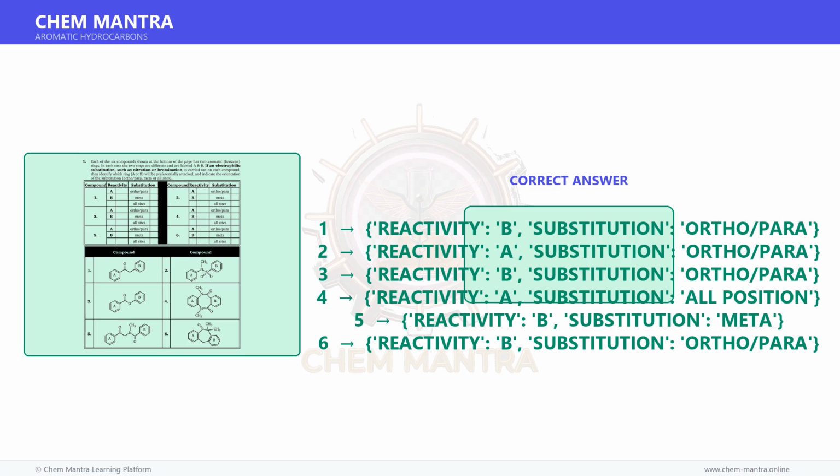Therefore, the correct matching is: 1 matches reactivity B, substitution ortho-para. 2 matches reactivity A, substitution ortho-para. 3 matches reactivity B, substitution ortho-para. 4 matches reactivity A, substitution all positions. 5 matches reactivity B, substitution meta. 6 matches reactivity B, substitution ortho-para.